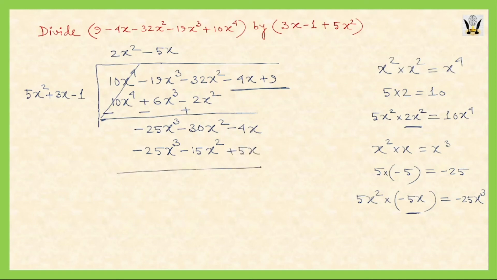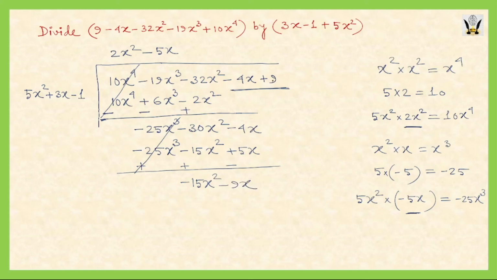Now again the normal rule of division will follow. We will subtract the terms of this expression from the first expression. So we'll change the sign, plus, then here it is plus, here it is minus. So minus 25x cube and plus 25x cube, they will cancel each other. Here it is minus 30, here it is plus 15. So if we simplify their coefficients, then it will be minus 15, then x square, then minus 4 and minus 5x, it will be minus 9x.